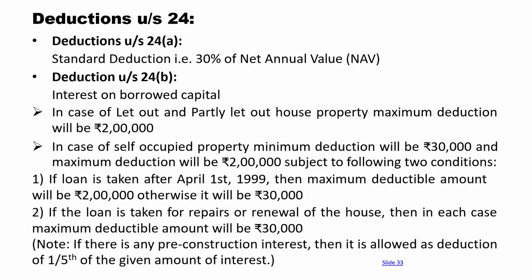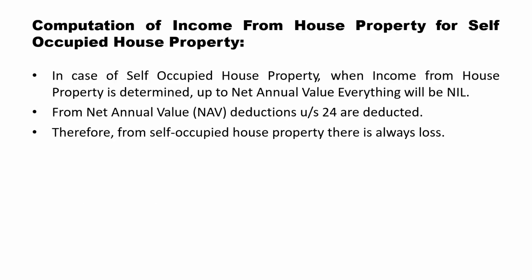So therefore, in relation to the self-occupied house property, interest on loan will be deductible maximum 2 lakhs or minimum 30,000. In case of let out house property and partly let out house property, the rule is very clear. The maximum amount will be 2 lakhs. There is no such condition. The condition is only there in relation to the self-occupied house property, maximum 2 lakhs, minimum 30,000. Okay, so these are the deductions under section 24.